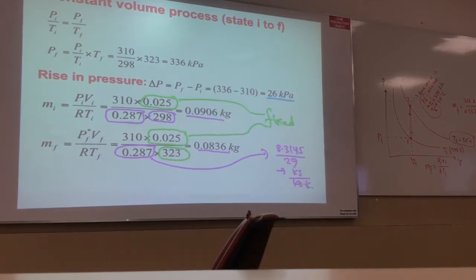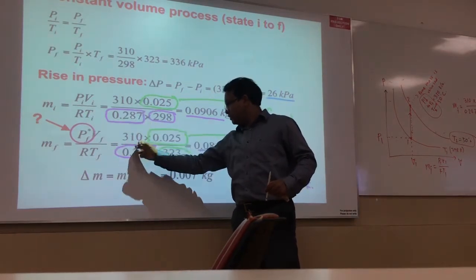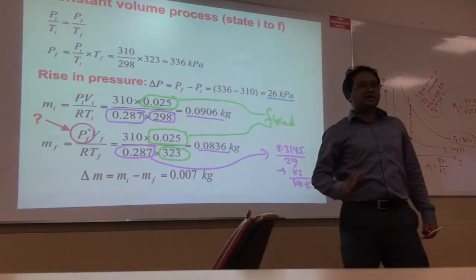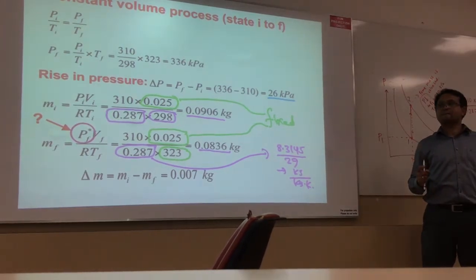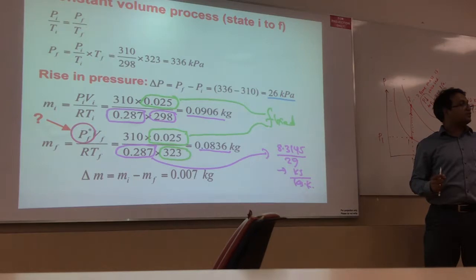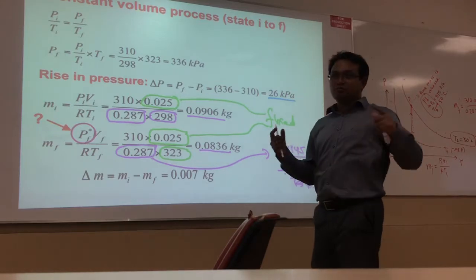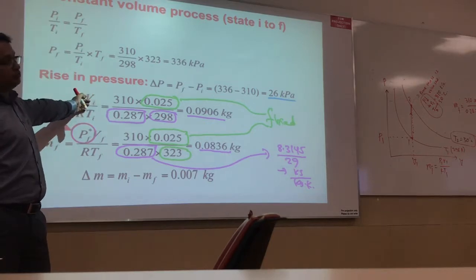So how much air is released from the system? Delta M, right? Mf minus Mi. This is the amount of mass that should be released from the system. Mi is this value, Mf is this value. This amount of air is released. Okay? This is the ideal gas concept. Any question? No question. That means you understand, right? Or do not understand. I hope you understand, because this concept is not new.